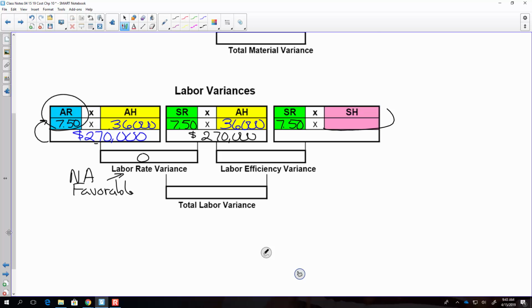Okay, how do I get my purple number here? What's it based upon? Yeah, the actual units, which was 90 in April. I've got to convert the units to hours. So what do I multiply by? Units times what? 0.4 hours, yeah, very good.